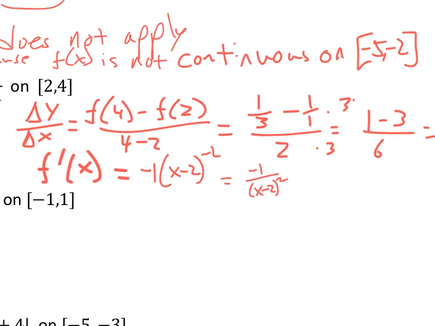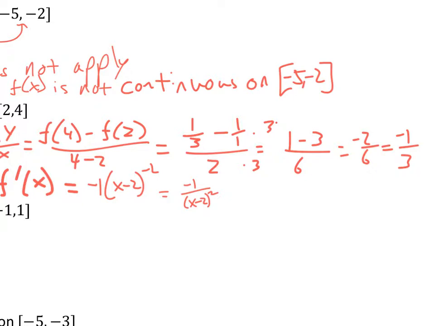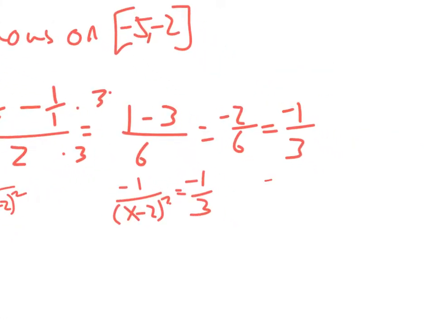All right, we want that to be equal to negative 1/3, okay? So negative 1 over x minus 2 squared equals negative 1/3. We can do a little cross multiplying, okay? And so we have negative 3 equals negative x minus 2 squared. All right, I'm going to multiply both sides by negative 1. Let's just make this positive, in other words, okay? So 3 equals x minus 2 squared.